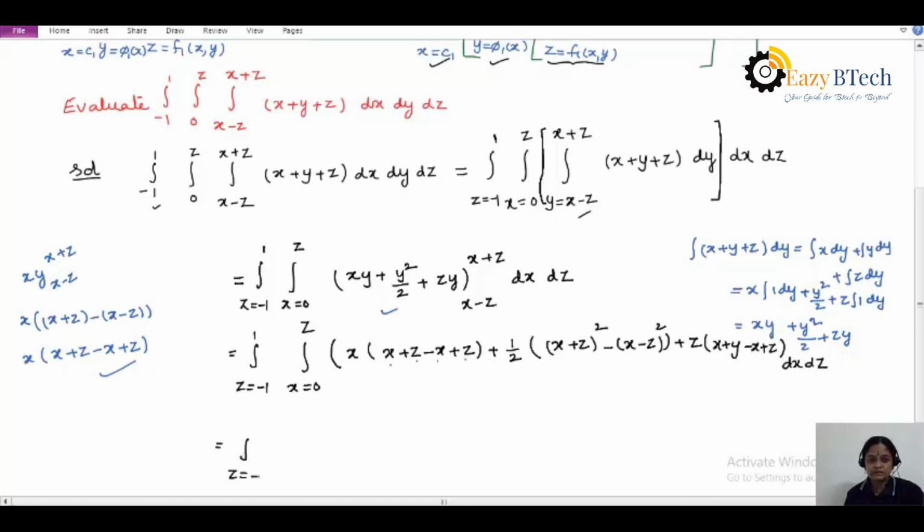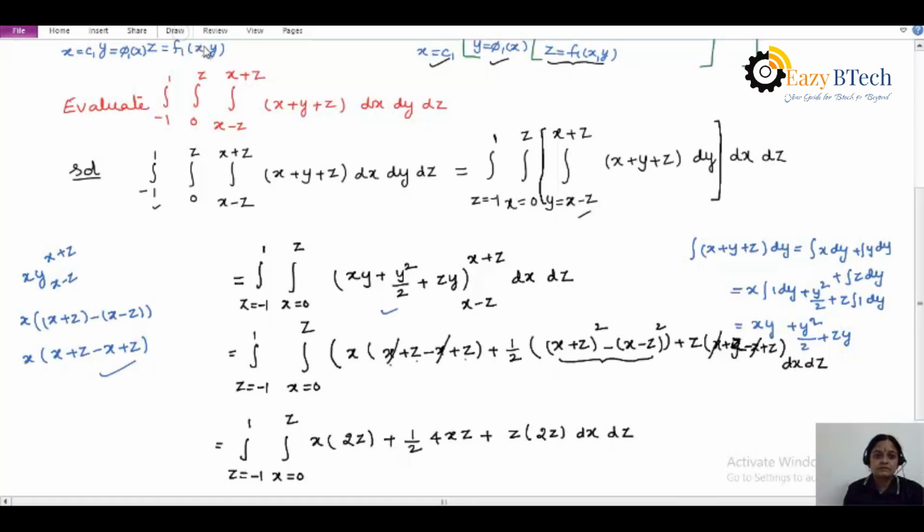Integral z is equal to -1 to 1, integral x is equal to 0 to z, and minus x plus x will be cancelled, x into 2x and plus 1 by 2, and total this term x plus z whole square minus x minus z whole square is 4xz, and plus z into here also plus x minus x will be cancelled, and here not y, z here. Then z plus z is nothing but 2z and dx dz.